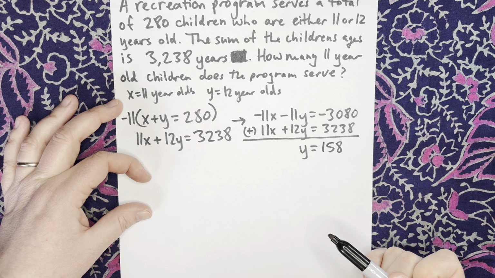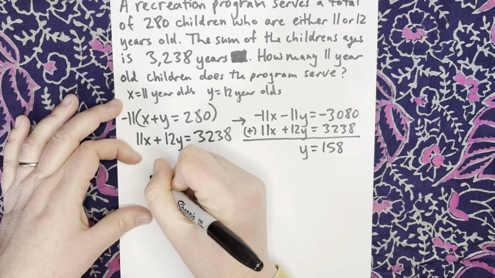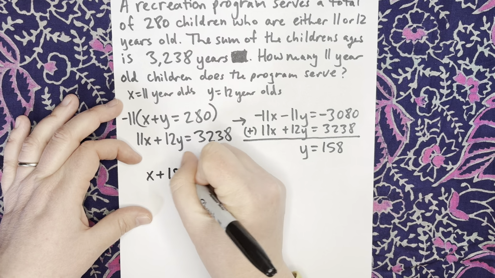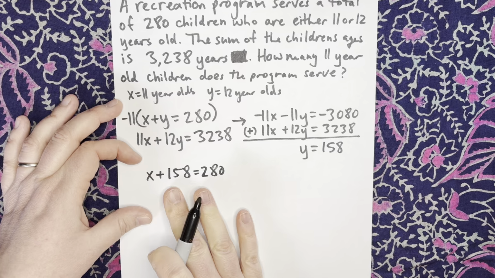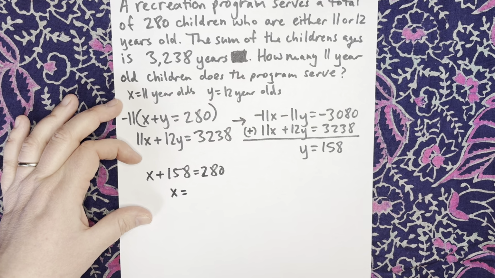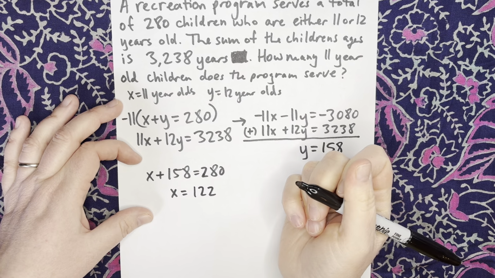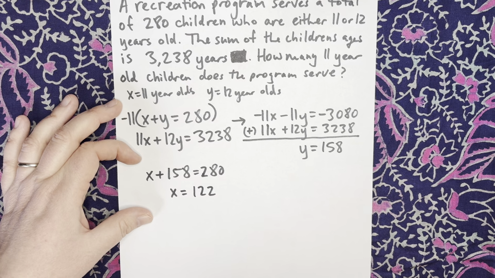Now we know there's 280 children total in the program. So if our x value, which is our 11-year-olds, plus the 158 equals 280, then I can just subtract 158 from both sides and find that x equals 122. So preliminarily, I think that there are 122 11-year-olds, but I want to be sure.